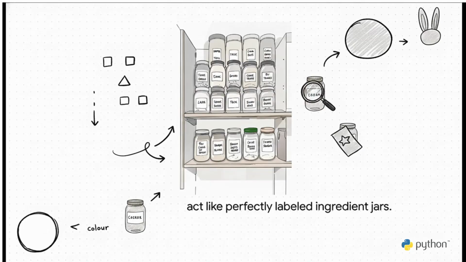Think of keyword arguments like perfectly labeled ingredient jars sitting in a pantry. By explicitly stating the parameter's name when you call the function, like typing out color equals white or animal equals rabbit, the order suddenly doesn't matter anymore. You just grab exactly what you need without stressing over which spot it was supposed to be in.